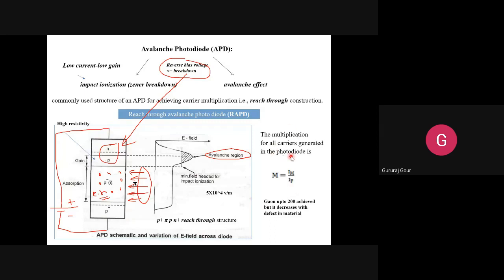So the multiplication is decided by these two things, Im by Ip. Ip is the photocurrent. Im is the current you are getting because of this avalanche region.